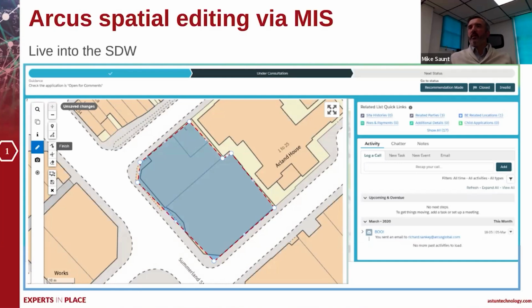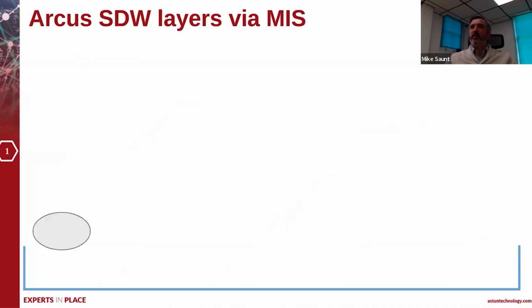The Arcus spatial editing is actually read and write. So within the user interface of the map, a planning officer can come in and draw a planning boundary, and that will get written across into the spatial data warehouse dynamically. So it's a read write. From a technical point of view, using the WFST protocol to be able to do that. But you can see it sitting within here.